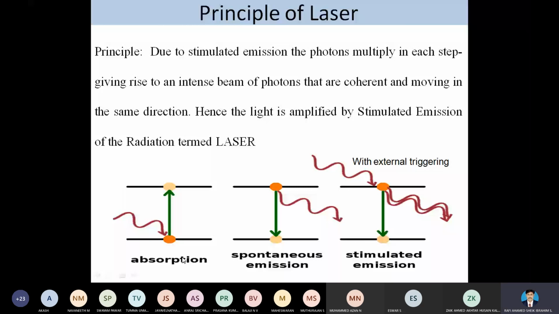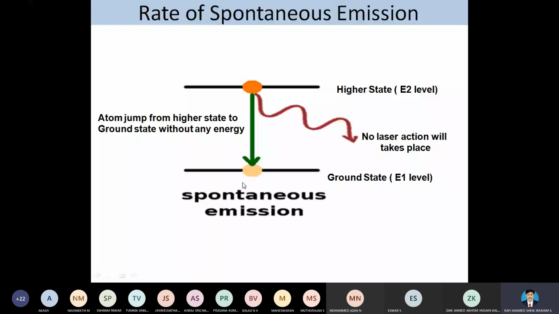See, the atom is now in the higher state. The atom jumps from the higher state to the ground state without any energy. That's why I said that a person jumping from the top of the building to the ground level without wearing a parachute will automatically collapse. So no laser action will take place here.